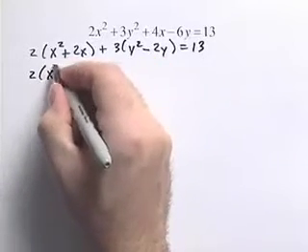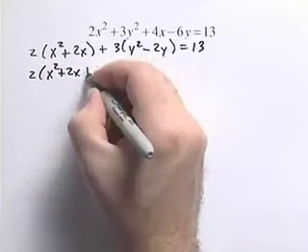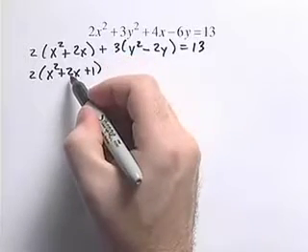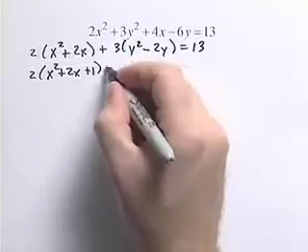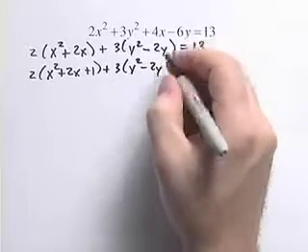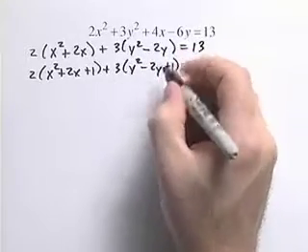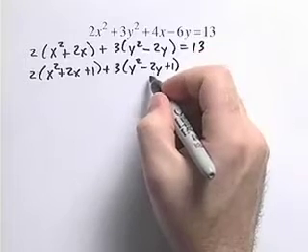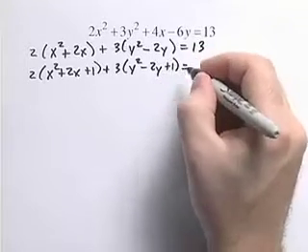So we'll have 2 times (x squared plus 2x plus 1). If we divide 2 by 2 and square it, we'll get 1. Plus 3 times (y squared minus 2y plus 1). So we divide negative 2 by 2, we get negative 1, and we square it, we'll get 1.